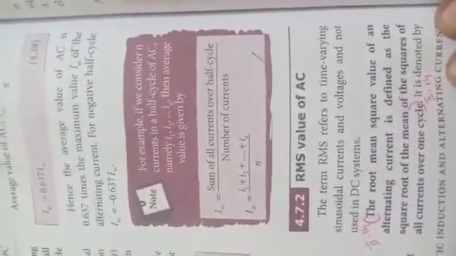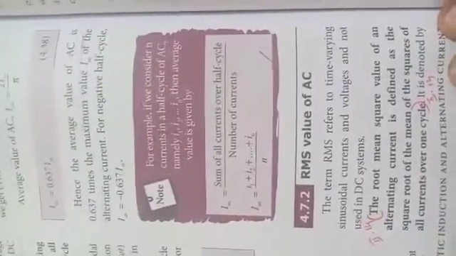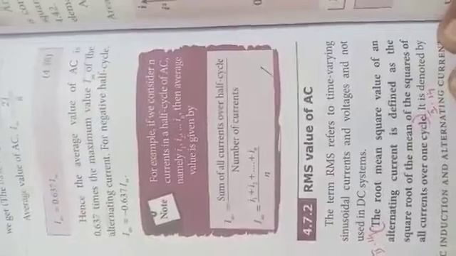Next, we are moving to the RMS value of AC. RMS means root mean square. This RMS value can be used only for AC. For the DC system, we cannot use it, because only in AC does the sinusoidal current or voltage vary from time to time. In the case of a DC system, it does not vary. It remains constant.